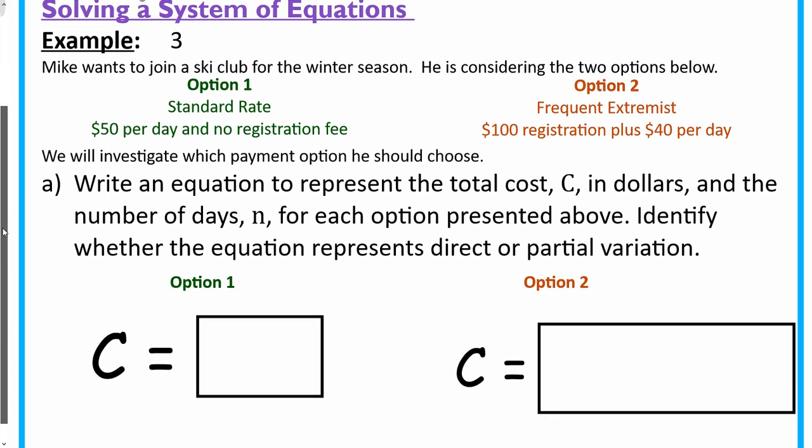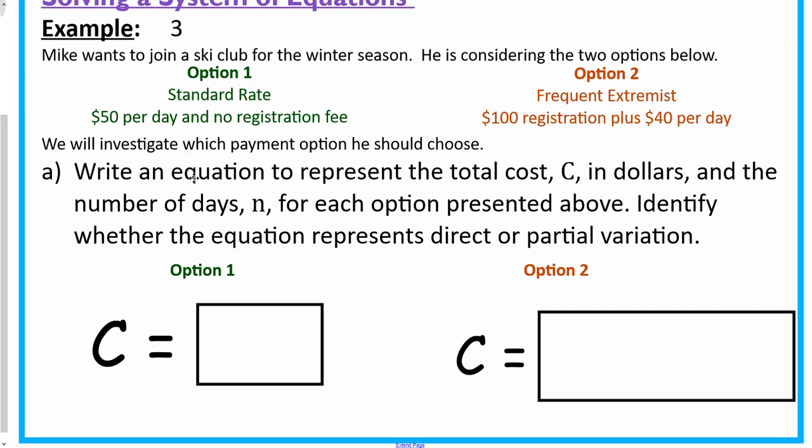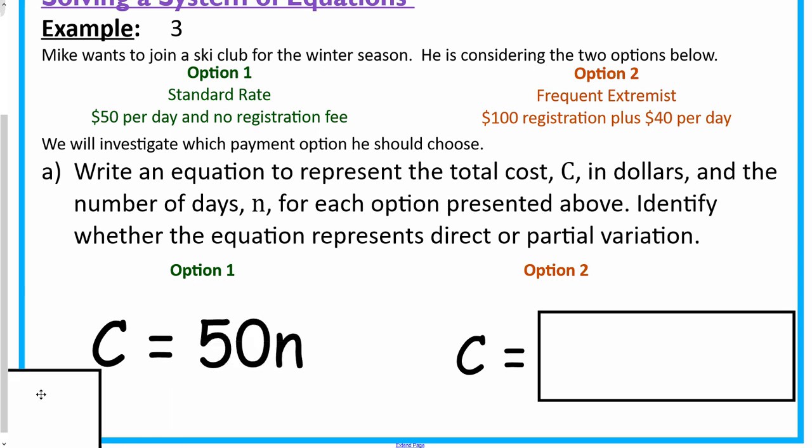All right, so for option 1, it's $50 per day, which would mean C would equal 50 times N. So we're letting C equal total cost, and we're letting N equal the number of days. This would be direct variation, because for 0 days, cost would be 0, since there is no upfront cost. So on the y-axis, we're starting at the point 0, 0.